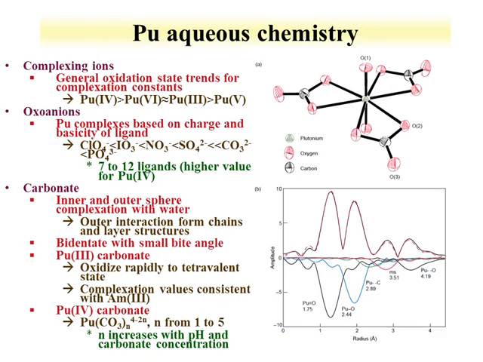General plutonium aqueous chemistry follows oxidation trends, as you would expect for any metal ions, where tetravalent plutonium generally has the largest complexation constants, and pentavalent plutonium for a given compound has the lowest complexation constants.